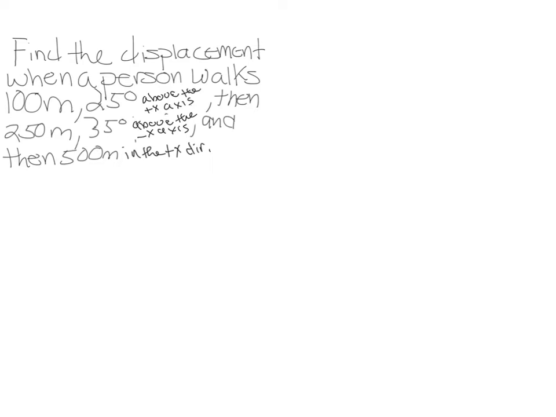Alright, so we're going to start with the person walking north of east. So if I draw my little diagram here, 25 degrees isn't too big. And then we draw our little coordinate system again. It's 35 degrees north of west, which is going to put us over here in this quadrant. And then we're going to go 500 meters due east, so way over here.